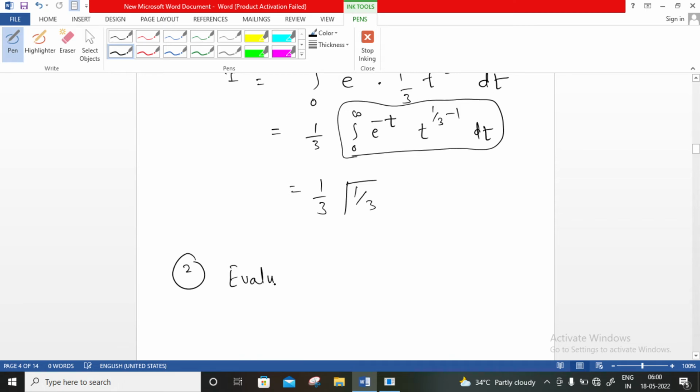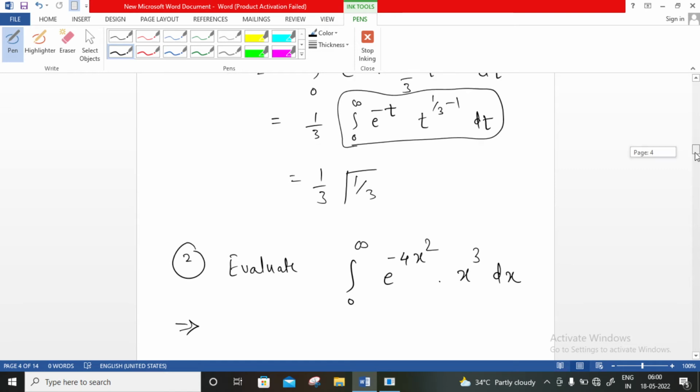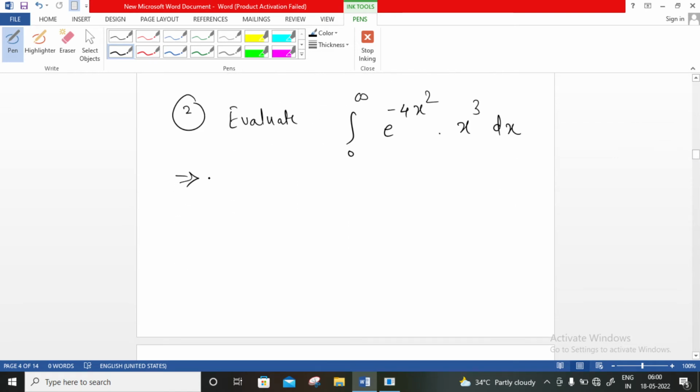Evaluate integration 0 to infinity e raised to minus 4x square into x raised to 3 dx. Now again, with the help of the definition, we have to find the value of this integration. So first I always write the definition of gamma function, because after simplifying I use this definition. e raised to minus x, x raised to n minus 1 dx is equal to gamma n.